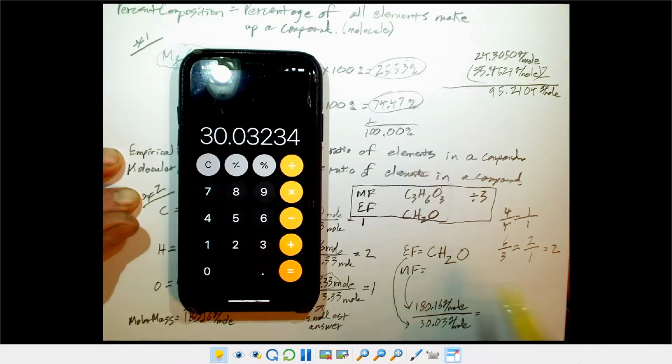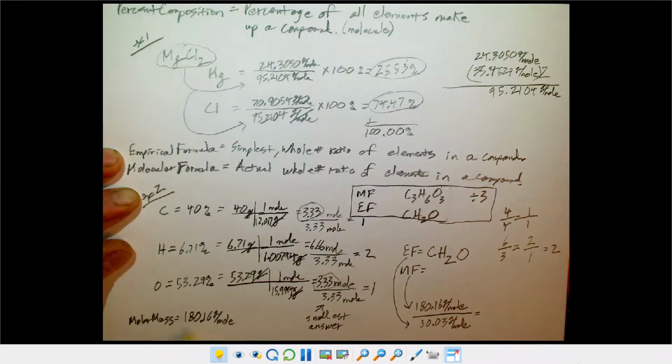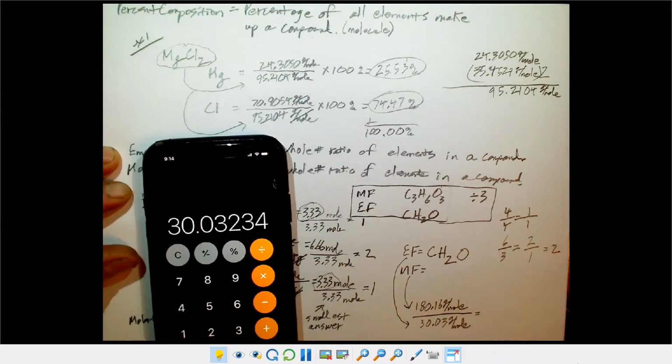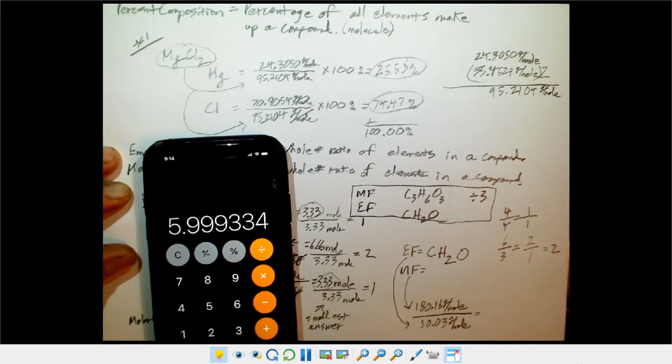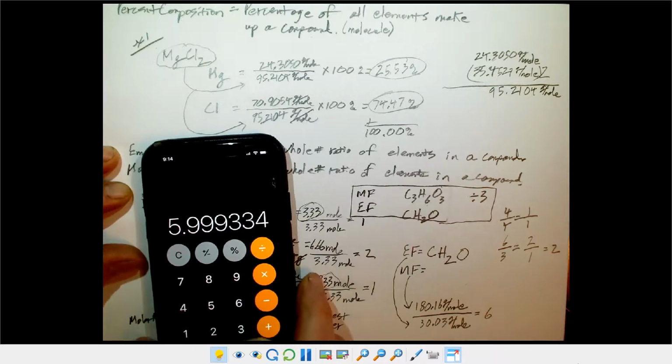Right. So again, it's the molar mass that they give you divided by the molar mass of your empirical formula. They tell you that the unknown sample here has a molar mass of that, so we're going to figure out what the molecular formula would be. We take 180.16 and divide it by 30.03. What's the nearest whole number you get? You get a 6. Okay. So what does that mean?